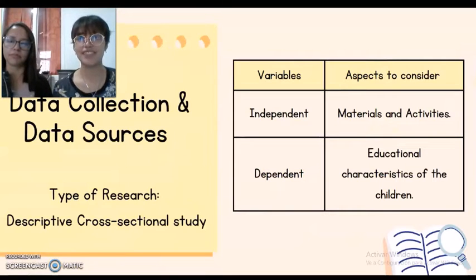Okay, so now we are going to talk about data collection and data sources. Before talking about our instruments, we have, of course, two variables in this study: the independent and the dependent. The dependent variable is the educational characteristics of autistic children, and the independent variable is the materials and activities. Depending on their needs, we are going to adapt the materials and activities to them. Additionally, our type of research is a descriptive cross-sectional study because we focus on just a part of time, and from those observations and activities we made the results.